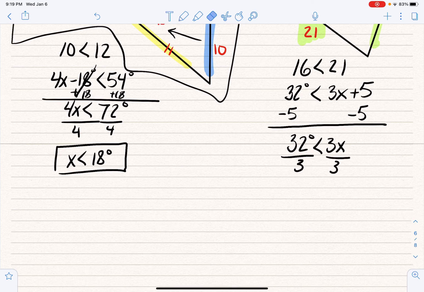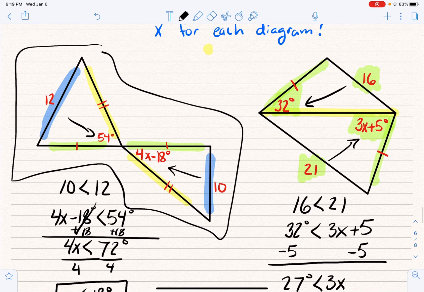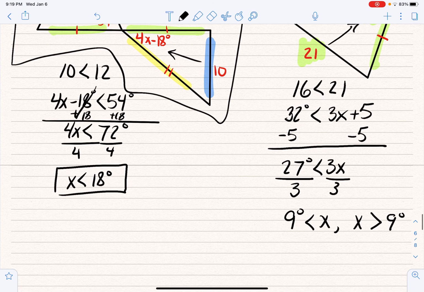I'm sorry. Did you notice I just decided to skip and not do math right there? I'm sure you noticed that. 32 minus 5 is going to be 27 degrees. And so 27, we're going to divide both sides by 3. 27 divided by 3 is 9. Is less than 3x divided by 3 is x. So 9 degrees is less than x, or that could also be said x is greater than 9 degrees. So again, I don't know what x is, but I do know that x has got to be greater than 9 degrees.